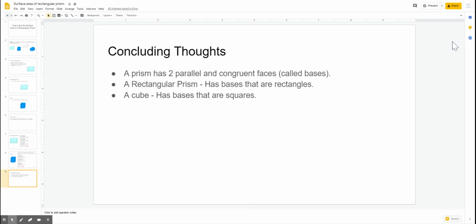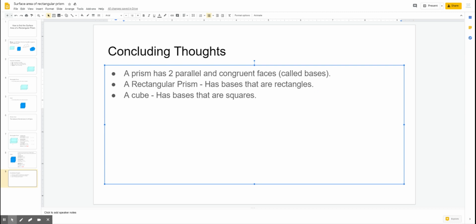All right, so just some concluding thoughts. A prism has 2 parallel congruent faces called bases. That's what makes it a prism. A rectangular prism has bases that are rectangles, or you could think of it as all 6 faces are rectangles. A cube has bases that are squares, or all 6 faces are squares.